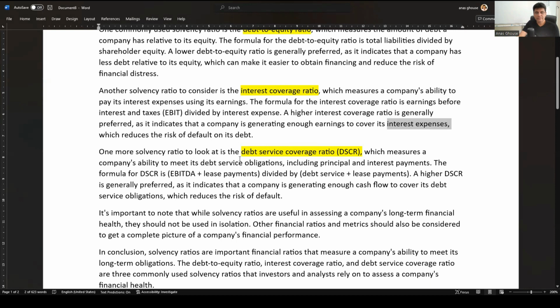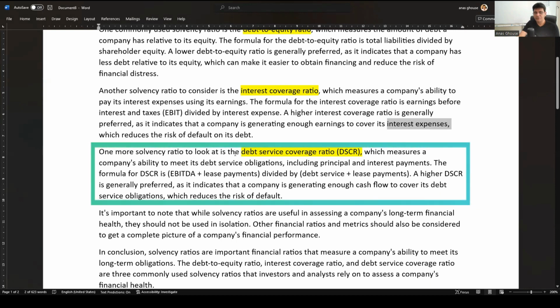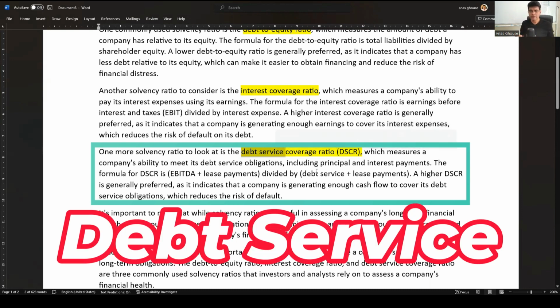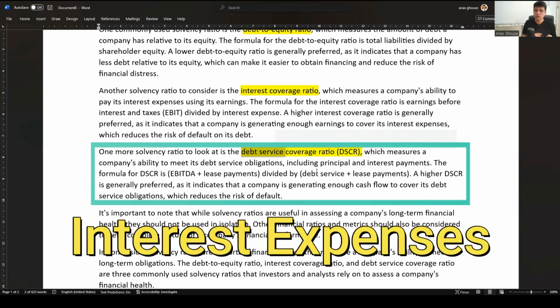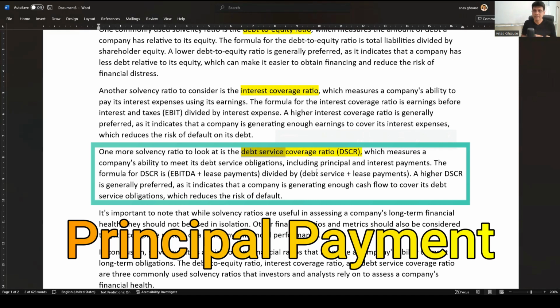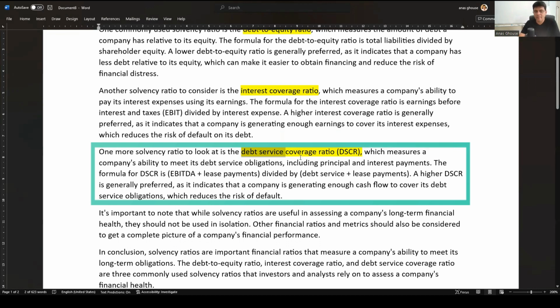And the third one is the debt service coverage ratio. Here, you need to identify the total debt service. This total debt service consists of two components: your debt service has interest expenses, you need to service the interest, and also you need to repay your principal. So the principal payment and the interest expenses. That is the debt service coverage ratio, which measures a company's ability to meet its debt service obligations, including principal and interest payments.